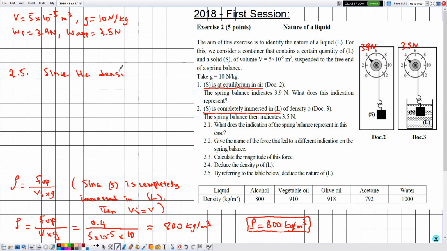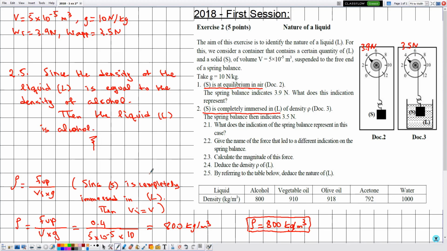Then let's say, since the density of the liquid L is equal to the density of alcohol, then the liquid L is alcohol. And by this we have finished solving this exercise.